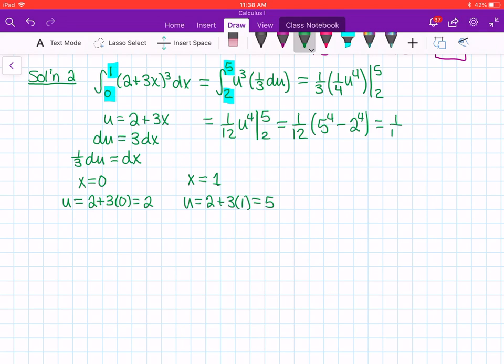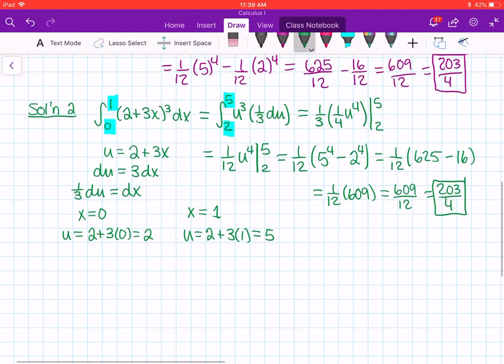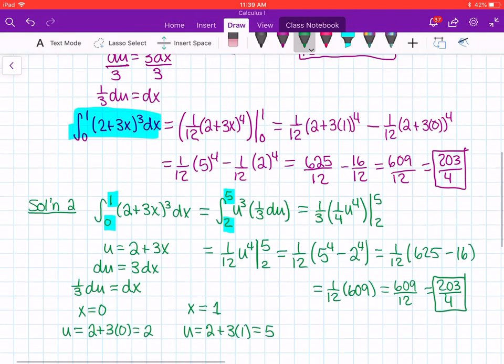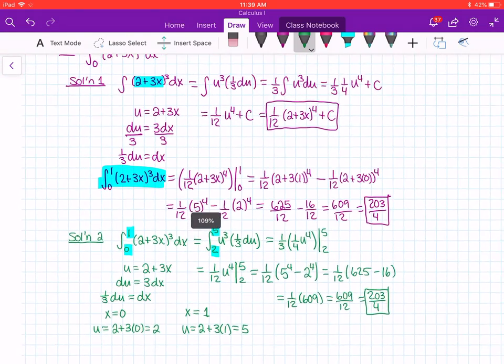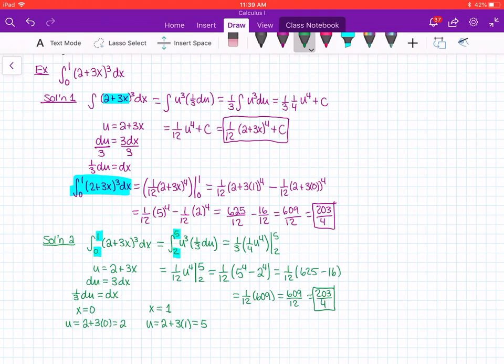And so again we get 5 to the 4th is 625, and then 2 to the 4th is 16. We subtract the 2 and get 609, just like before. And we can simplify the fraction to be 203 divided by 4. And so you can see in both solutions we get the same answer.